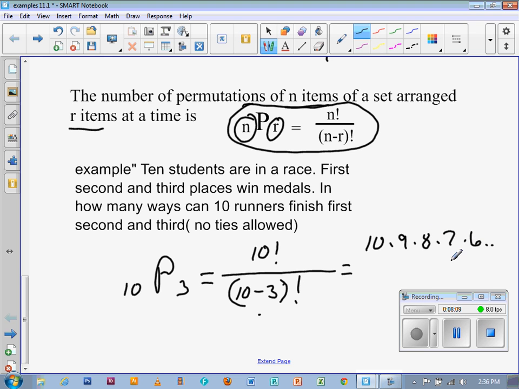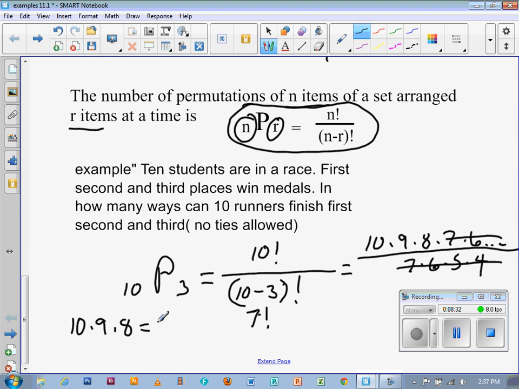Now, if we simplify, 10 factorial is 10 times 9 times 8 times 7 times 6 times 5, all the way down to 1. That pattern continues till we get to 1. Then we have 7 factorial, which starts at 7 and then goes all the way down to 1. Since these are all factors, the numbers 7 on down can be canceled out, leaving you with 10 times 9 times 8, which is 720. So we have 720 different ways to pick 3 people and give them medals from a group of 10.